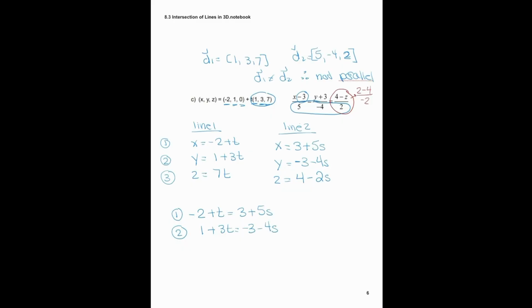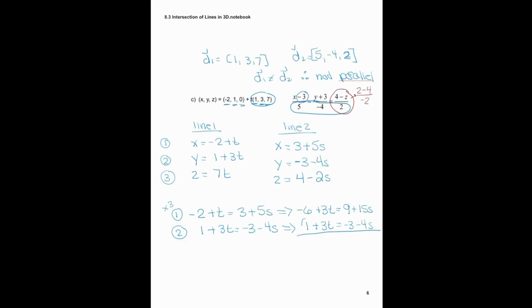So I can't subtract right away. I have to manipulate equation 1 because we're going to eliminate t and solve for s first. In order to do that, I need 3 t's on the top, which means I need to multiply equation 1 by 3. That means I'm multiplying everything. I know you guys know this, I'm just reminding you. So negative 2 times 3 is negative 6, plus 3t is equal to 3 times 3 is 9, plus 5 times 3 is 15s. We're not making any changes to equation 2, so we still have 1 plus 3t equals negative 3 minus 4s.